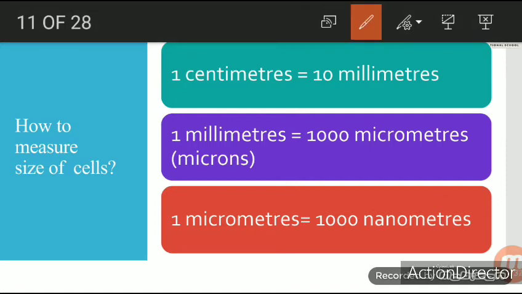Okay, so let us repeat it again. 1 centimeter is equal to 10 millimeters. 1 millimeter is equal to 1000 micrometers. Micrometers are also called microns. And 1 micrometer is equal to 1000 nanometers. So these are two new units which we have learned today, micrometers and nanometers. These units are used to measure the size of cells or very minute particles or very minute organisms. One example in our book they have given is the onion. Let us see what they have explained.